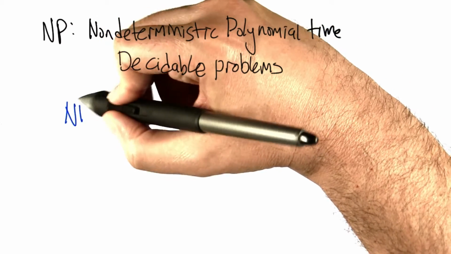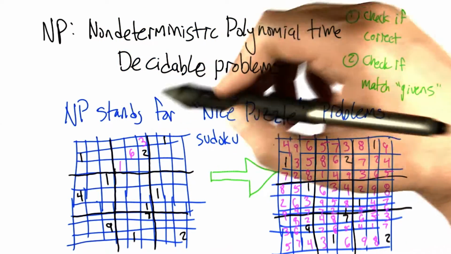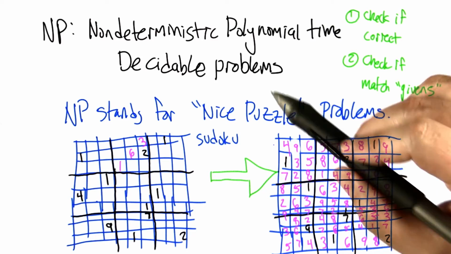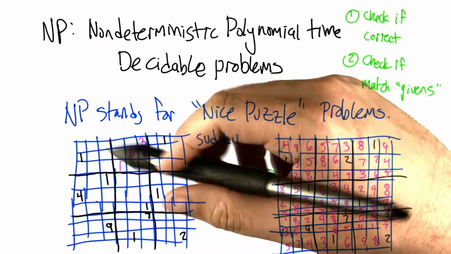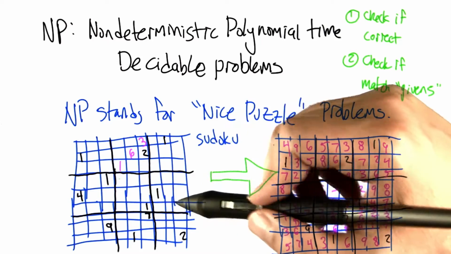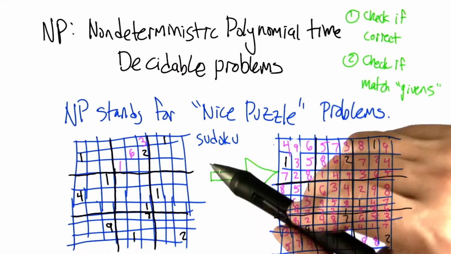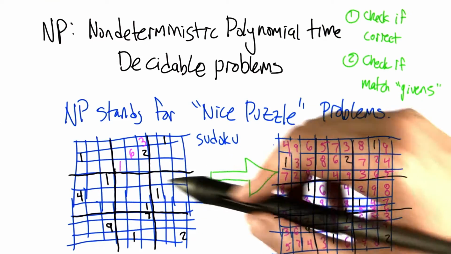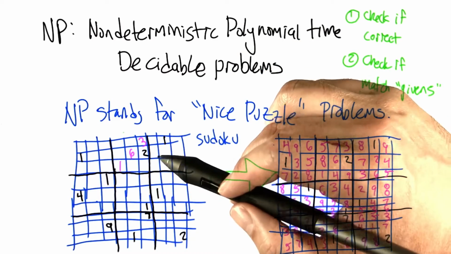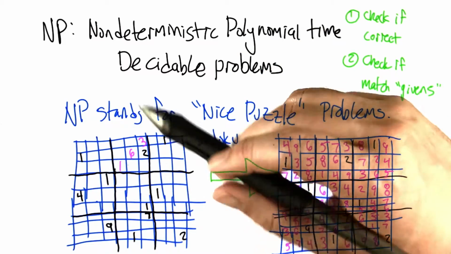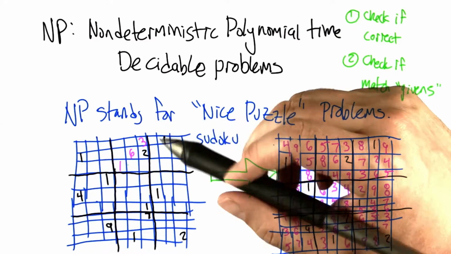So I like to say that NP stands for nice puzzle problems. Let me explain what I mean by that. Think of a problem like solving a Sudoku problem. You might phrase this as a decision problem by saying, here is a grid. Can this be filled in to complete the Sudoku problem? And it has to satisfy that.